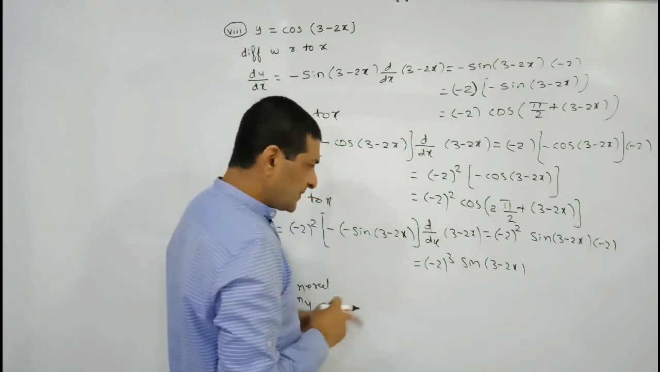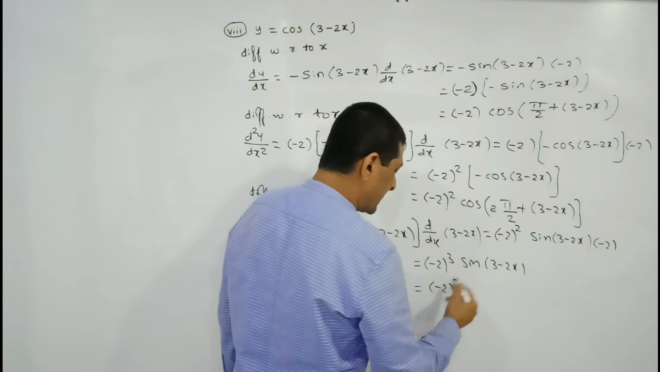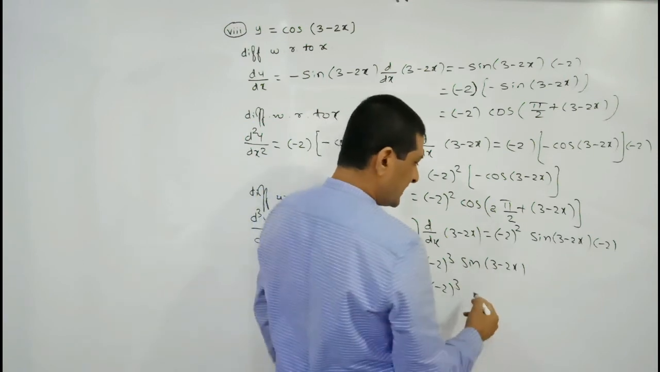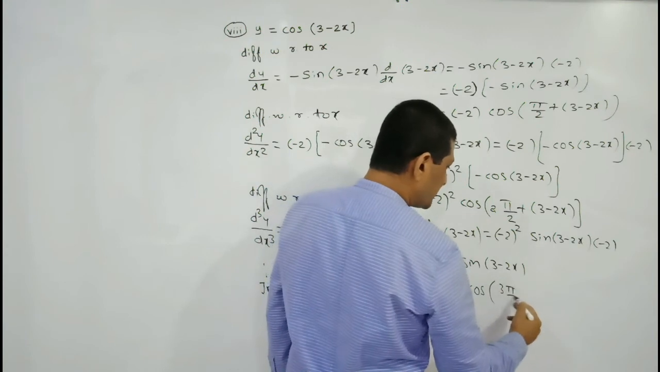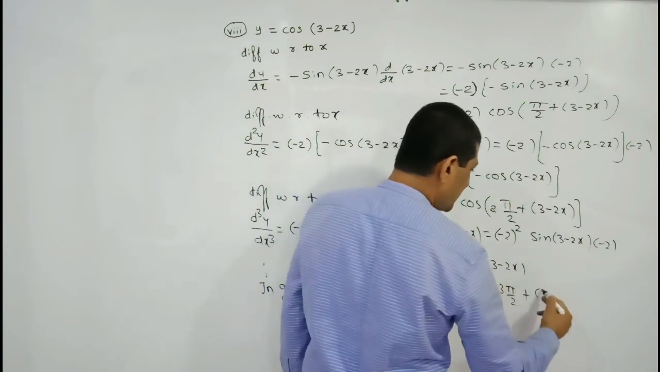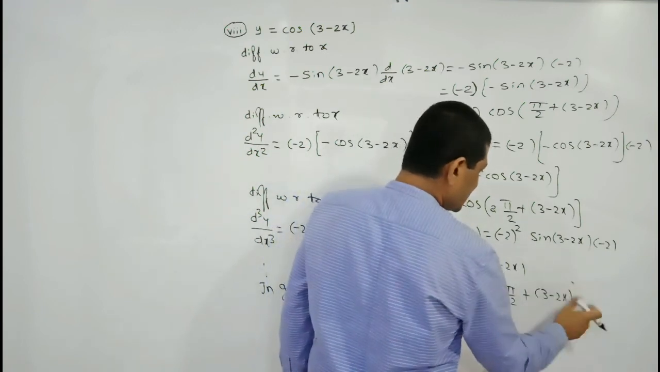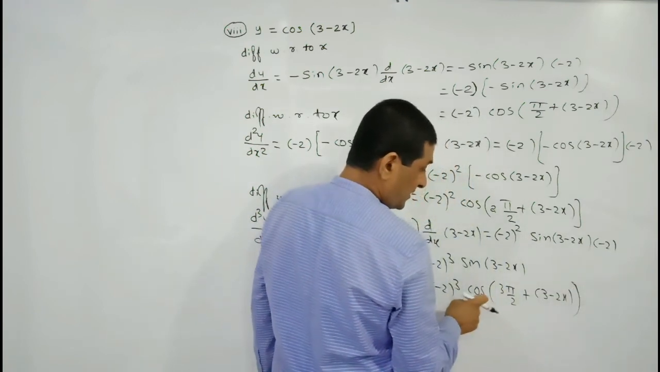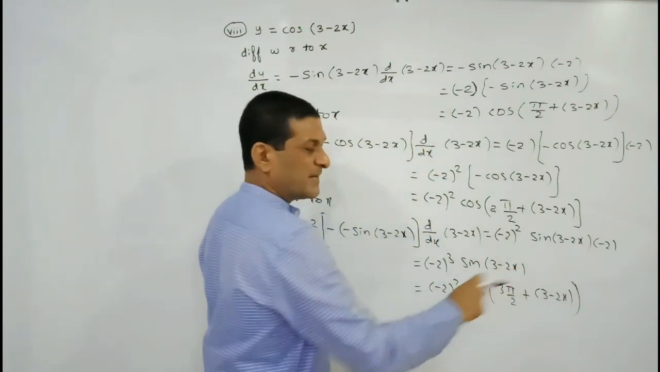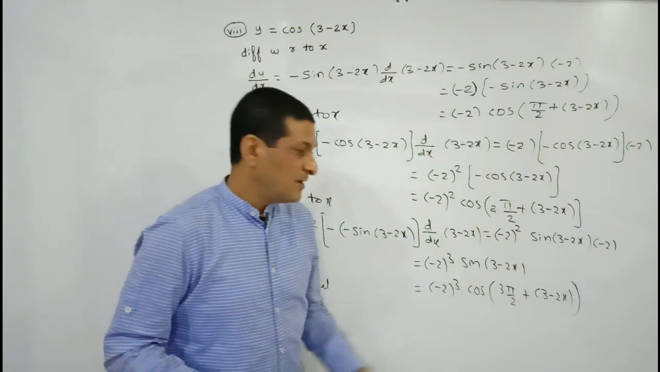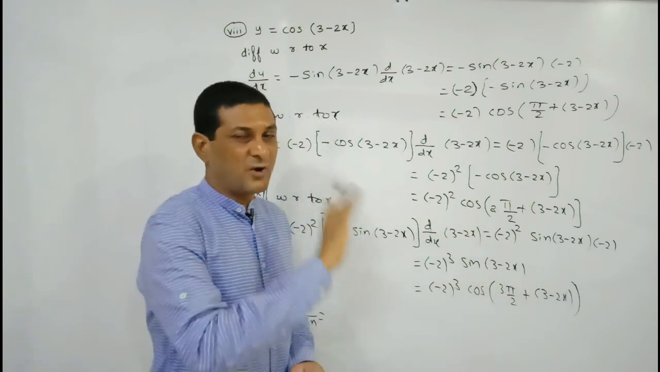Okay, so here keep this term as it is. Minus 2 cube, keep it as it is, and sine theta, can I replace it by cos 3 pi by 2 plus theta? Theta is what here? 3 minus 2x. Yes, we know that the value of cos 3 pi by 2 plus theta will be equal to sine theta. Means sine theta can be replaced by cos 3 pi by 2 plus theta. Theta is here 3 minus 2x according to the allied angle formula.